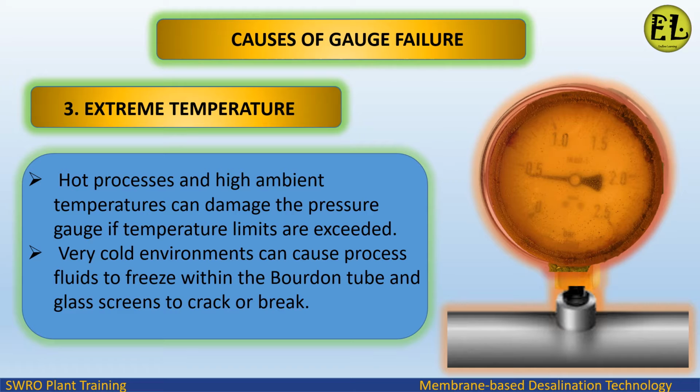Causes of gauge failure 3: extreme temperature. Hot processes and high ambient temperatures can damage the pressure gauge if temperature limits are exceeded. Very cold environments can cause process fluids to freeze within the bourdon tube and glass screens to crack or break.